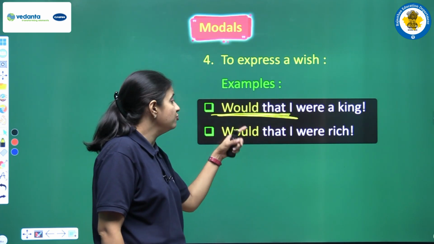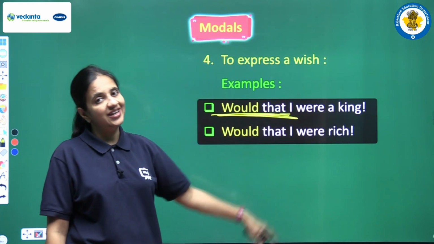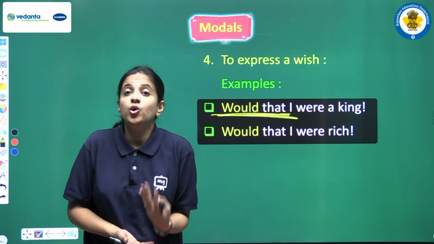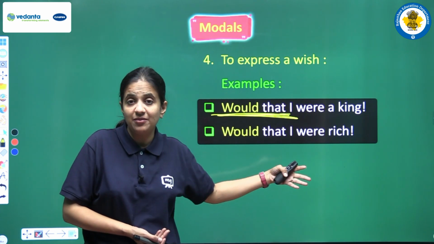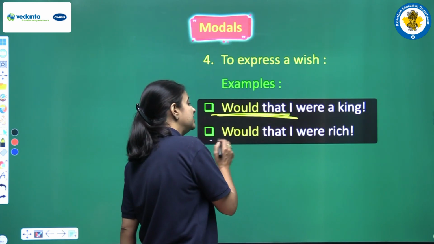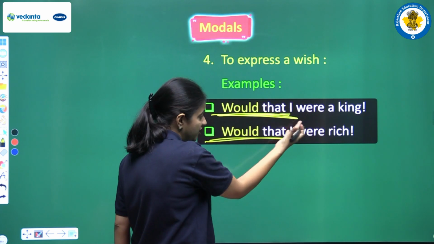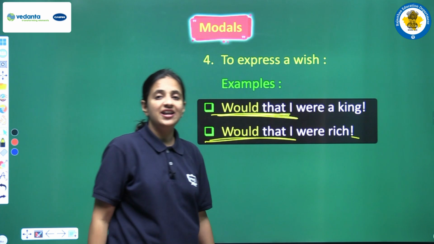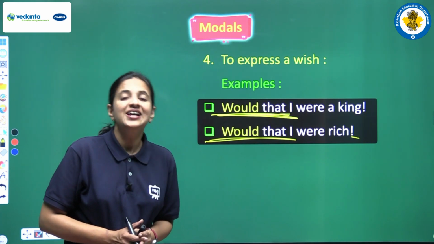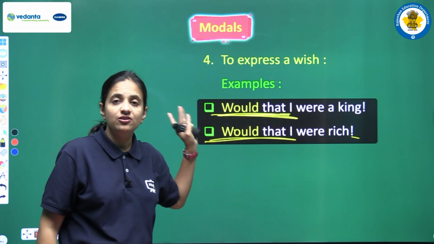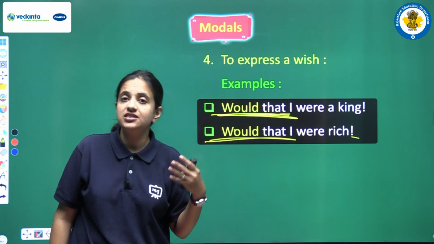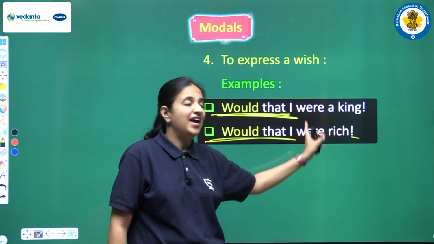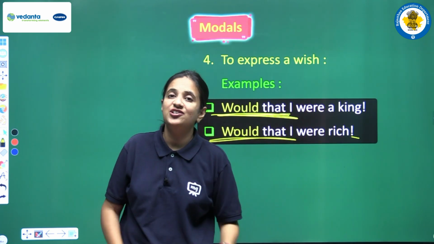Next example we are saying would that I were rich. So here again we are talking about a wish, like, काश ऐसा होता. Okay, so we are having this wish in our mind, in our heart. So again we are having would in the beginning of the sentence, we are having this structure would that, and after that we are having the wish, and at the end of the sentence we are having again an exclamation mark. Okay, so this is the very particular structure when would is used to express someone's wish. So this is the structure would that. After this we can write the wish, and at the end of the sentence we have to write an exclamation mark.